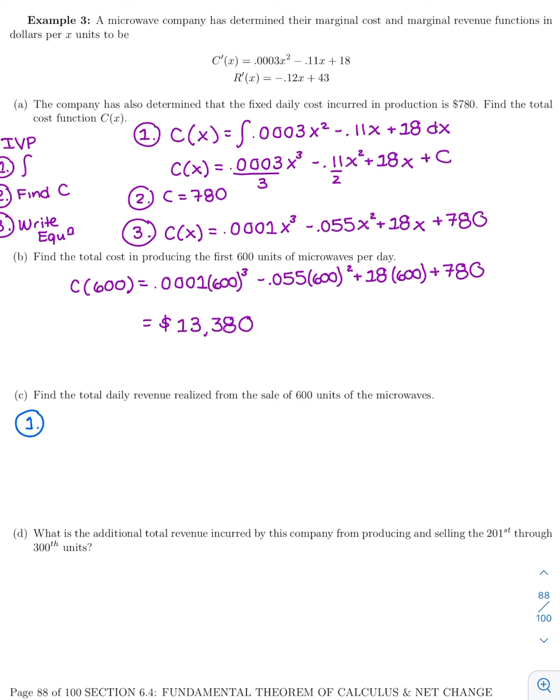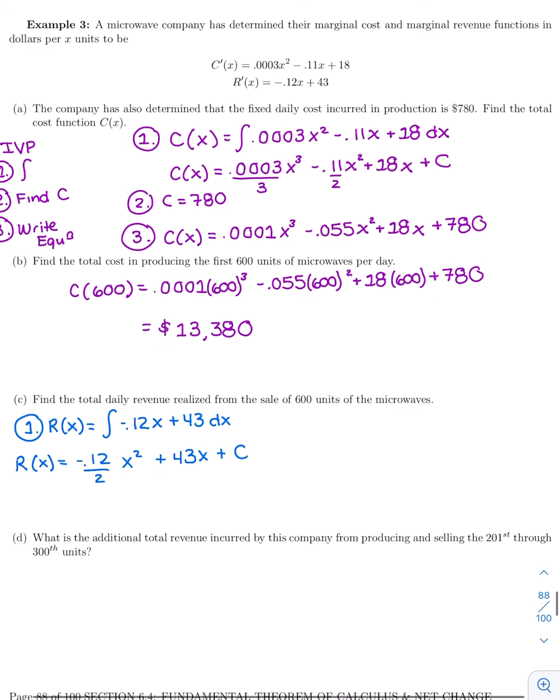We're going to solve another initial value problem to go from r prime to r. So the first step to go from r prime to r is going to be to take the antiderivative of negative 0.12x plus 43 dx. So r of x is going to be negative 0.12 over 2, x to the 2. Add 1, divide by it, put it as your new power. Antiderivative of 43 is 43x. And then we have a plus c because there's not an evaluation bar to put on this one.